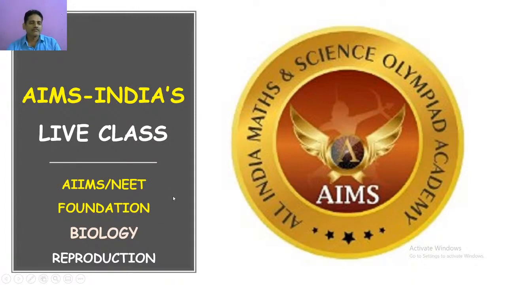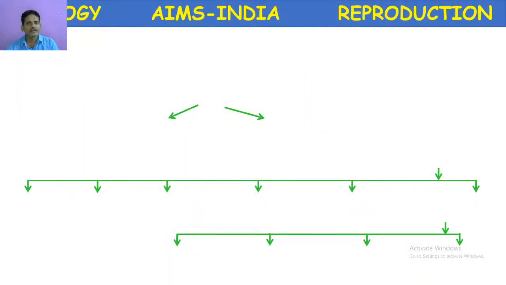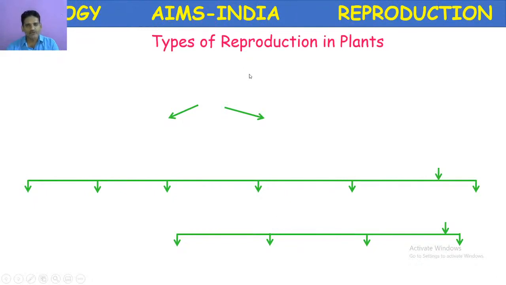In this class, we are going to discuss some important concepts related to reproduction. Reproduction is a very important characteristic feature of all living organisms. What are the basic characteristics of all living organisms? There are three main characteristic features of living organisms. The first one is growth, second one is reproduction, and third one is response to stimuli.